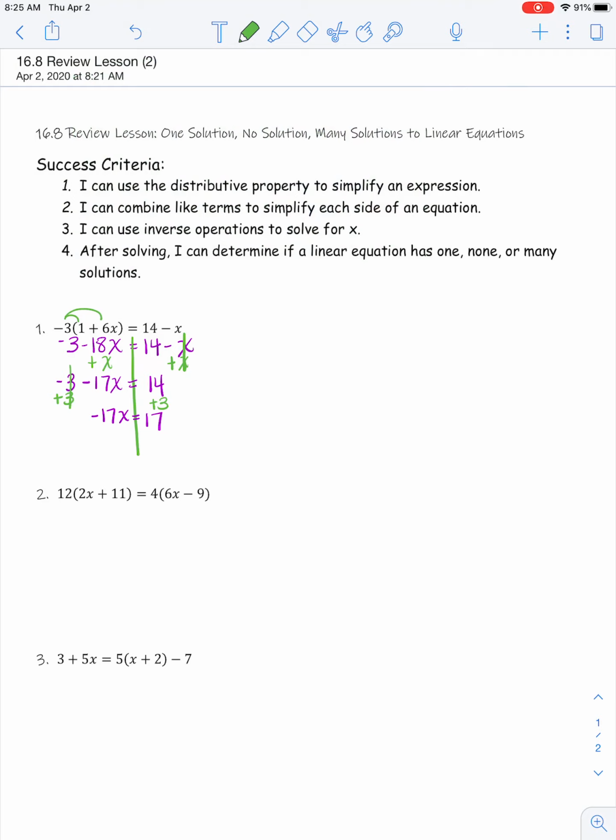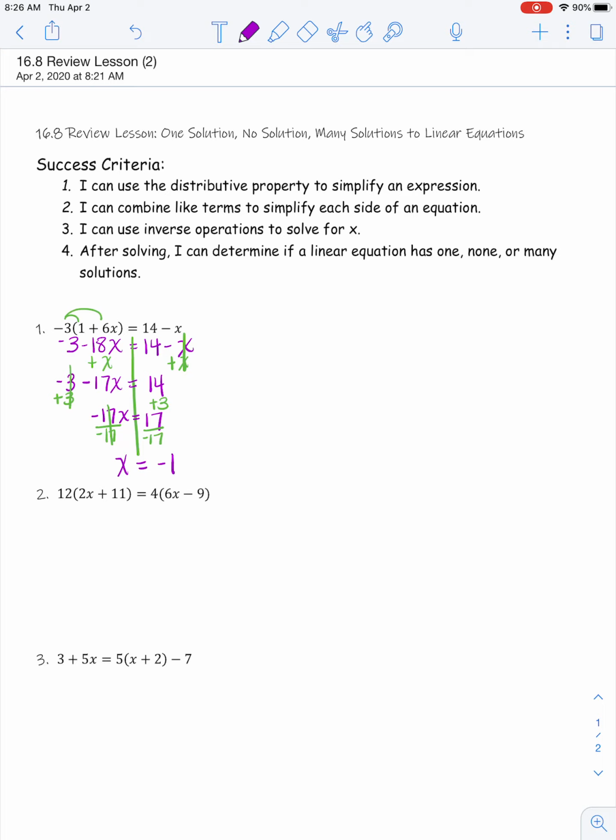But that x is not alone yet. I need to get rid of the negative 17 in front of it. And remember, when you have a number up against a variable, that means you're multiplying. So to undo multiplication, we divide. Okay, so x is equal to -1.